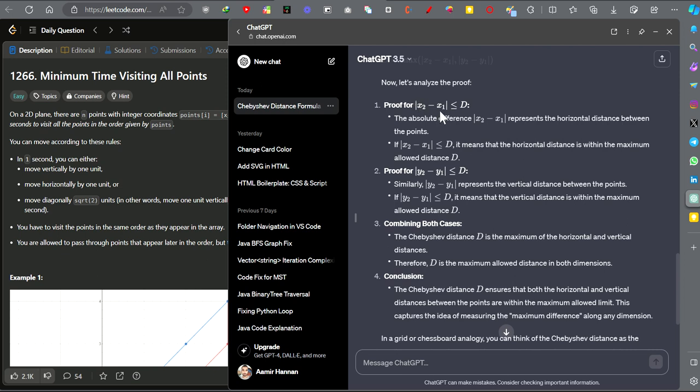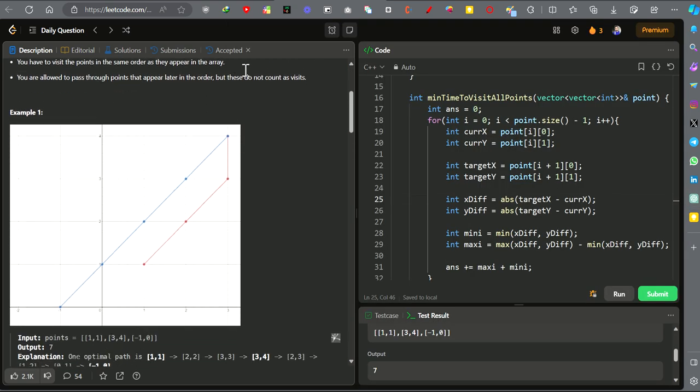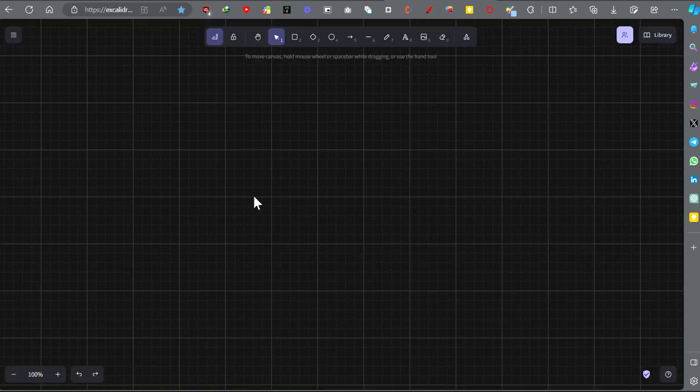So let's say x2 minus x1 will surely be less than or equal to d, and y2 minus y1 will surely be less than or equal to d. So similarly, if we combine both of the cases, the x2 minus x1 and the y1 minus y2, d is the maximum allowed distance that you can go in both x and y directions. So what do I mean by that? Let me just explain with my scalar drawing.